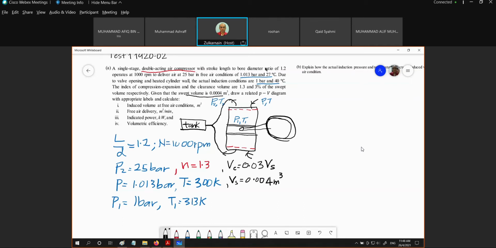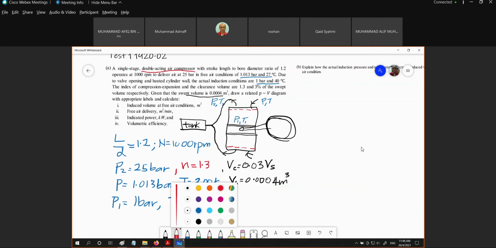So now we are going to sketch the PV diagram. We have converted all the parameters to our usual symbols. Now we need to sketch the PV diagram. Vs is 0.004 meter cube. Okay, now we sketch the PV diagram.